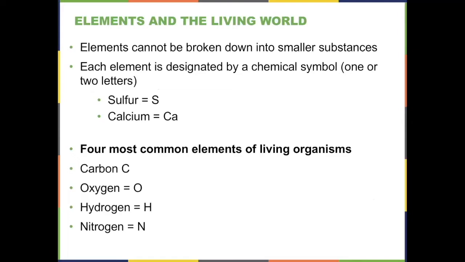Now, there are lots, and we'll get to a picture of the periodic table, which shows all the known elements. But for the purposes of our class here, there are a few that are actually the most important. The four most common elements that are found in living organisms are, first of all, carbon, whose symbol is C, oxygen, whose symbol is O, hydrogen, whose symbol is H, and nitrogen, whose symbol is N.